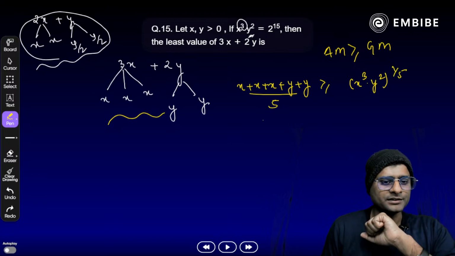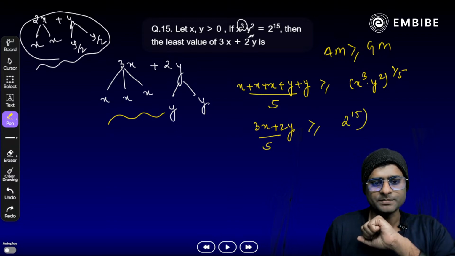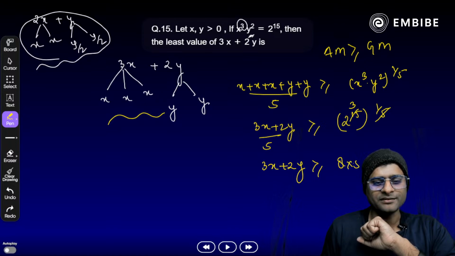The value is given here. That should be 3x plus 2y more than or equal to what? 2 raised to power 15, whole raised to power 1 by 5 here. So we cancel out, we get 2 raised to power 3, and 3x plus 2y is more than or equal to what? 8 times 5, that is 40 here. Yes, you all have given the right answer. That is correct.